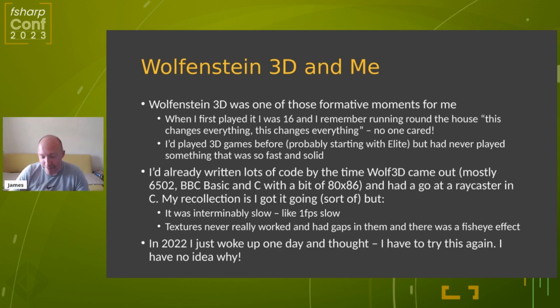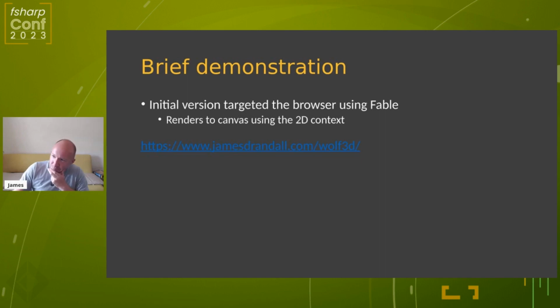I had a go at the time at writing a Raycaster in C, so I was already deep into code at that point. But it was really slow. It barely worked. It had a weird fisheye effect going on, holes in textures, and I think it ran at like 1 frame a second, if that. And then one day, I think it was 2022, I woke up and, for some reason, I thought I have to have a go at this again. I want to get a Raycaster working. And I picked up F# as my tool of choice and got going.